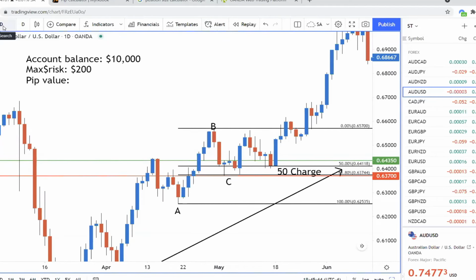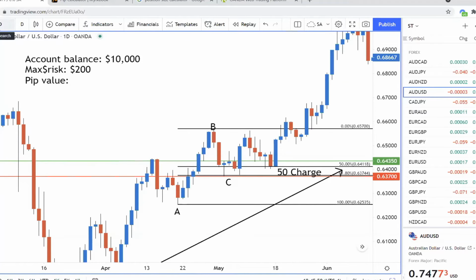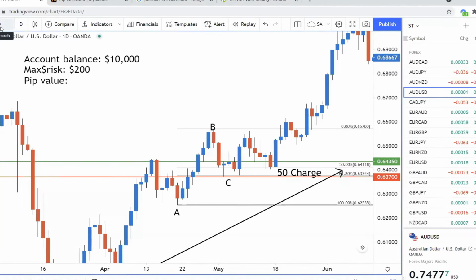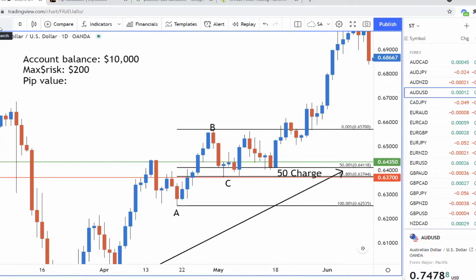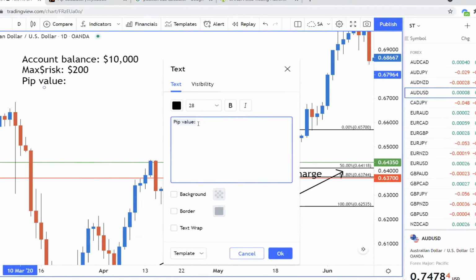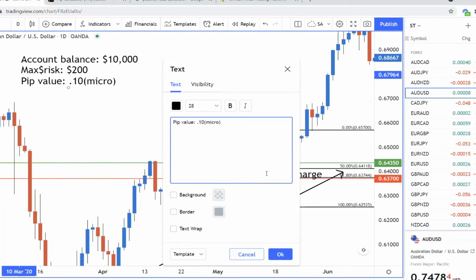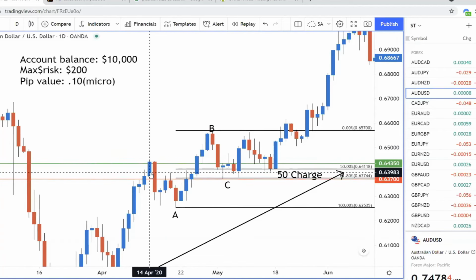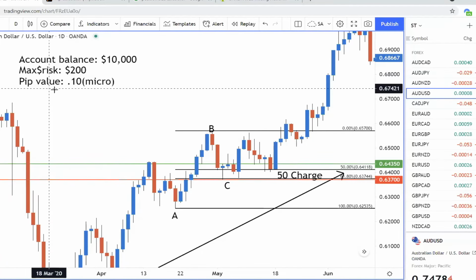It just so happens that any currency pair that has the dollar in the quote, right? So when you're looking at a pair, you have the base in the front, you have the quote in the back. This would be an example of a pair that has the dollar in the quote. And any pair that has the dollar in the quote has a 10-cent pip value per micro. So I just made that easy for myself in this little example here. Okay, so I have my account balance, I have the max dollar risk and the pip value.